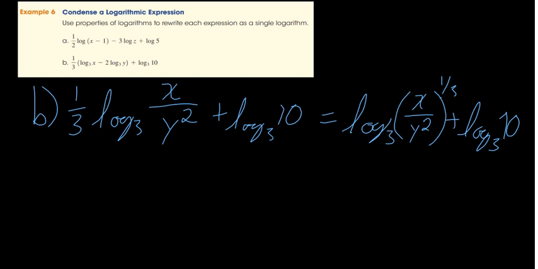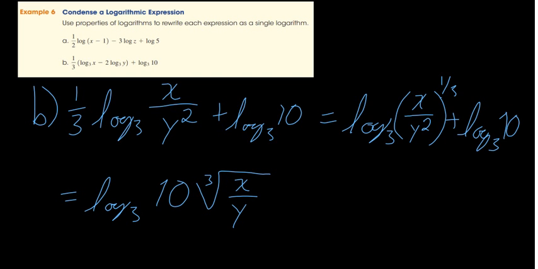Anyways, now we have the addition sign here, which tells me I'm going to be multiplying. So I'm basically going to put the 10 in front of it. This just becomes the log base 3 of 10 times the cube root of x over y squared. And that's it. I don't think it's too bad. We just did 3 different ones.